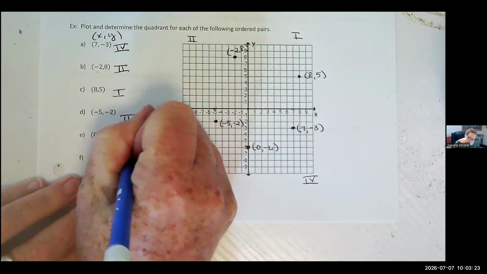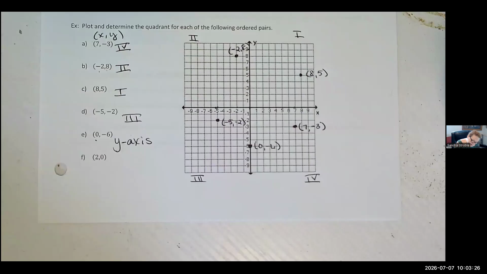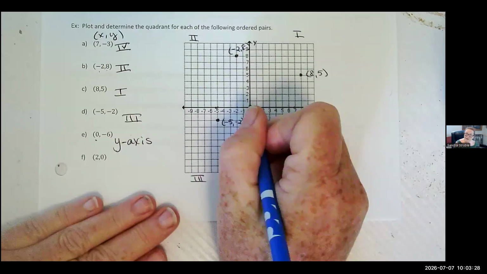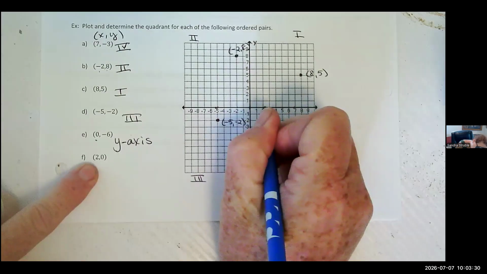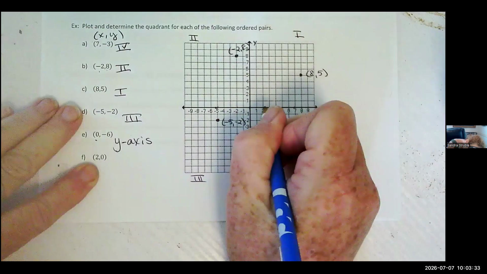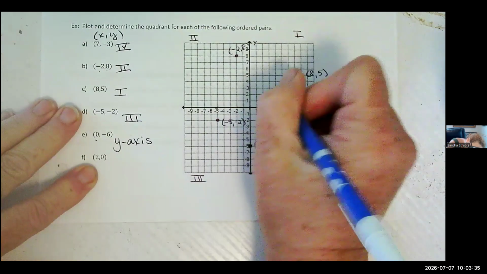And then the last one, starting at the origin, my x value is +2, 1, 2. My y value is nothing. So I'm plotting that point and I'm naming it. And it is on the x-axis.